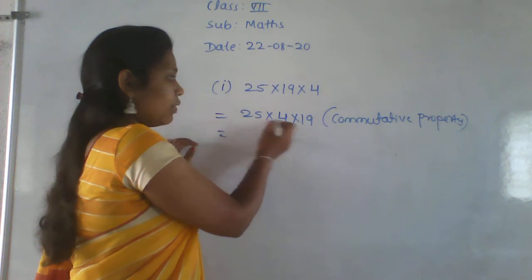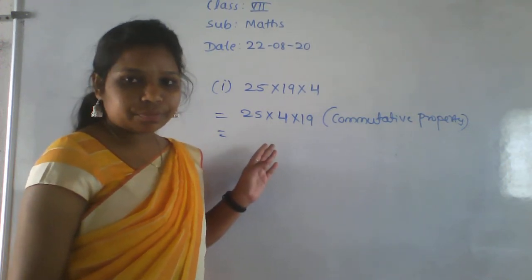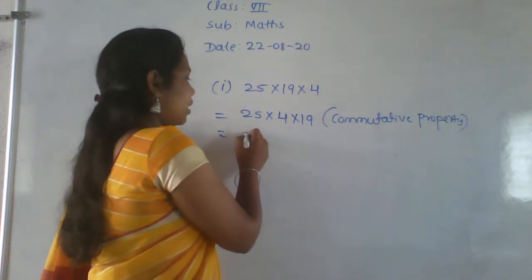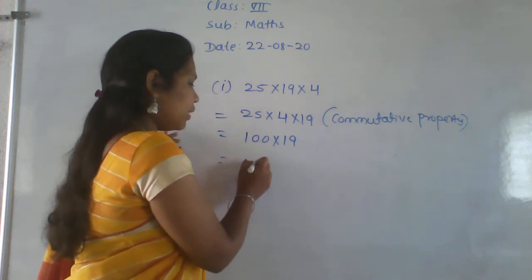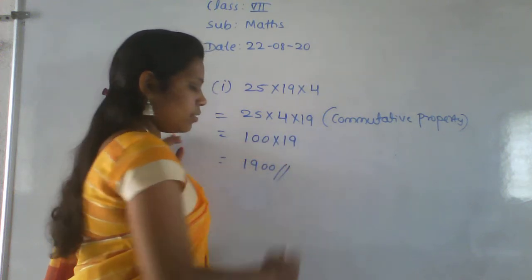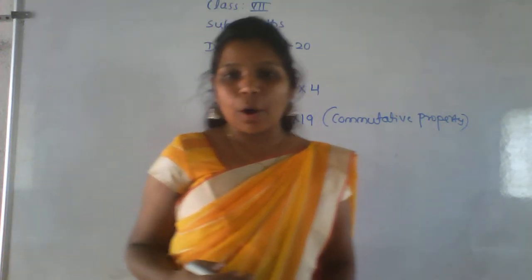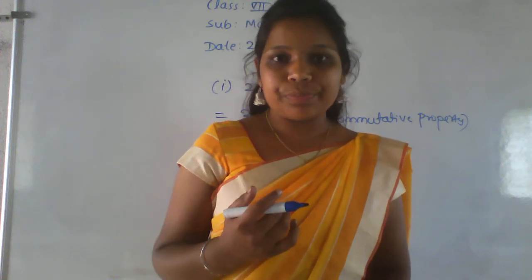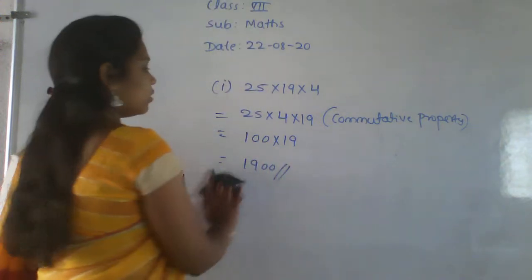Next, what will happen? 25 4s are how much here? That is 100, right? So write here 100 into 19. Now multiply, that is 1900. This is the answer. Like this we have to do. Okay, if we use the property, then it will be easy. That's why we have to use the property. Getting everyone? Okay, so we'll move to the second question now.